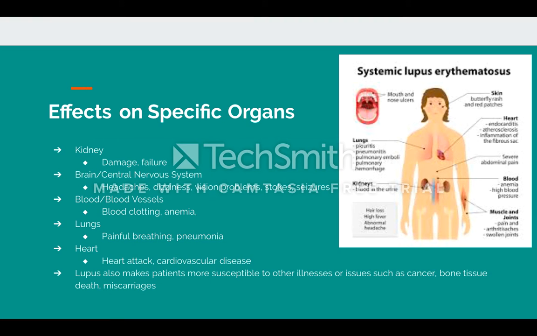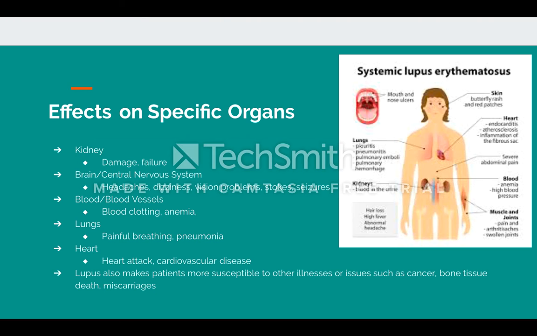Effects on specific organs. SLE is a very patient-specific disease. Lupus may not cause all the same issues in one patient as it does in another. These issues are all caused by the inflammation and damage of the tissue that lupus brings on. There are different effects you'll see on every organ. For example, the kidneys may fail.